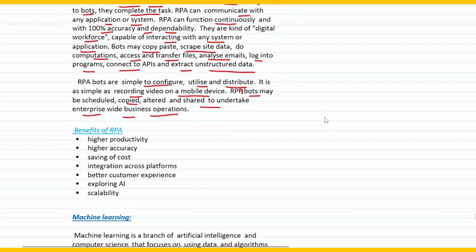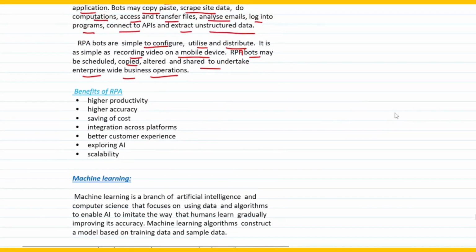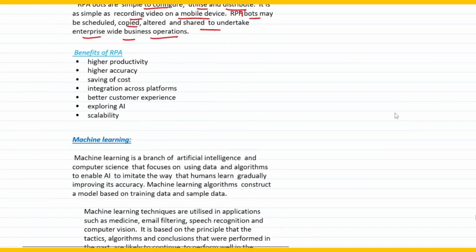What all tasks can they undertake? They can copy paste, scrape site data, do computations, access and transfer files, analyze emails, log into programs, connect to APIs and extract unstructured data. Now RPAs are simple to configure, utilize and distribute. It is as simple as recording a video on a mobile phone. RPA bots may be scheduled, copied, altered and shared to undertake enterprise-wide business operations, right?